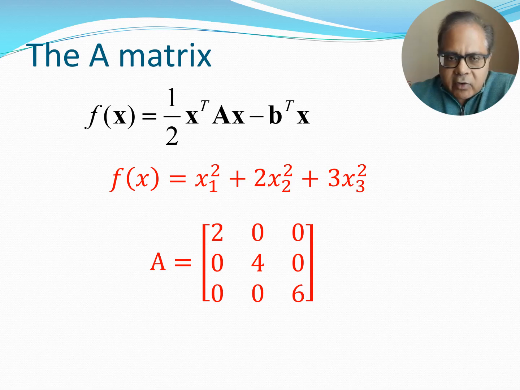Now let's look at the A matrix. If we look at this function here and compare it to the generalized quadratic function here, we can very easily see that the A matrix is going to be a diagonal matrix with 2, 4 and 6. So remember that when you have this kind of quadratic form, you can express A as a symmetric matrix, and also A is going to be the Hessian matrix for this particular function, which you can obtain by taking the second derivative of f with respect to these different variables. And of course, you are going to get this particular matrix here.